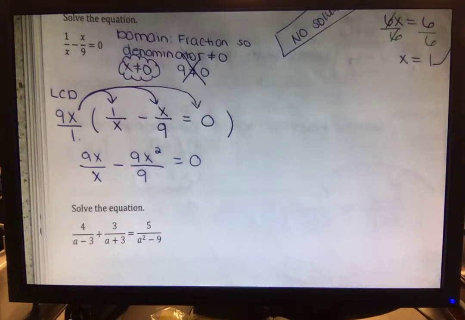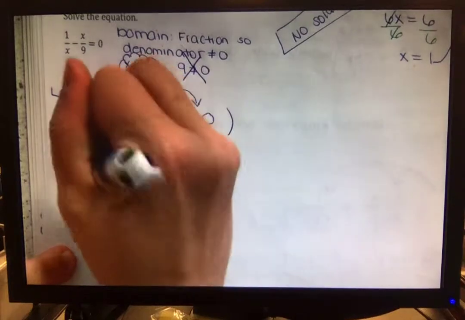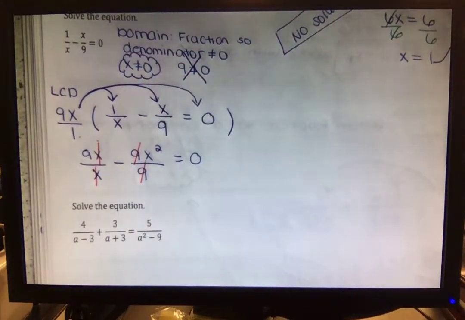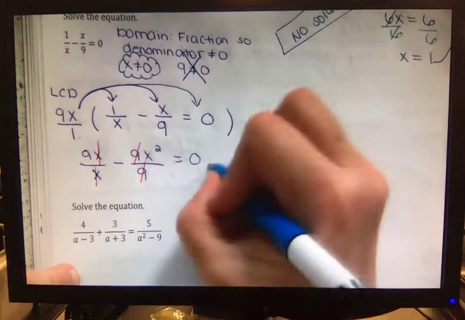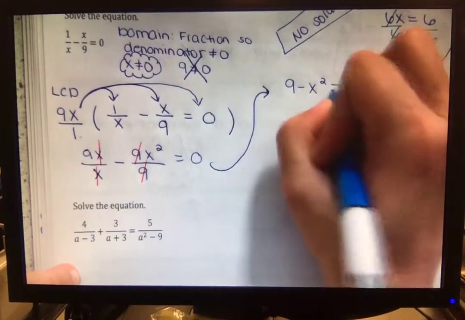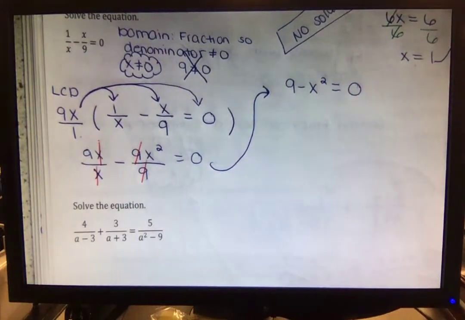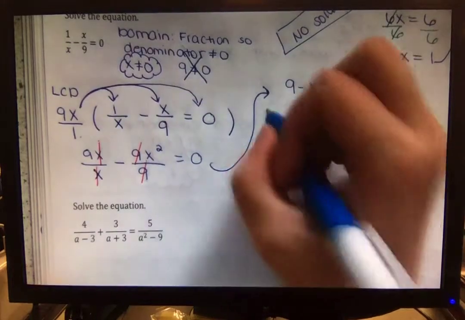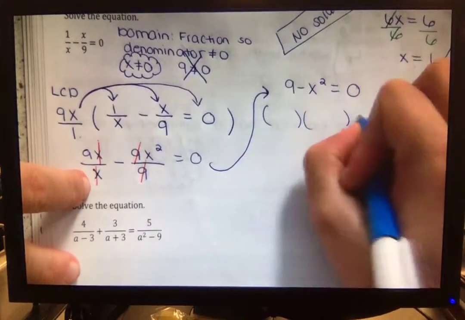What factors can cancel? X and 9. So we are left over coming up here with 9 minus x squared equals 0. So we got rid of our fraction, so that's good to go. What do you notice about 9 minus x squared? Difference of perfect squares. We're subtracting two numbers that are perfect squares.